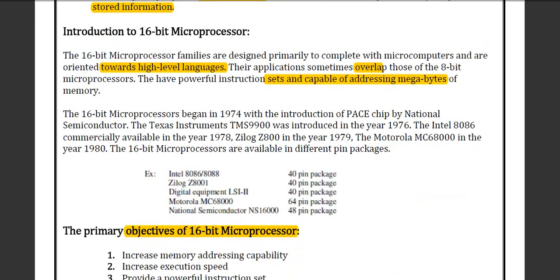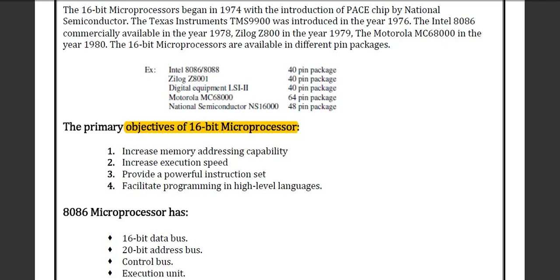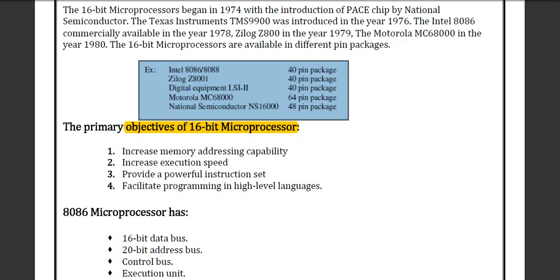Now the instructions on the 16-bit microprocessor. The 16-bit microprocessor families are designed primarily to complete the microcomputer and are close to the high-level languages. In this section we can see this diagram and picture, which shows how many pins each of the microprocessors has.